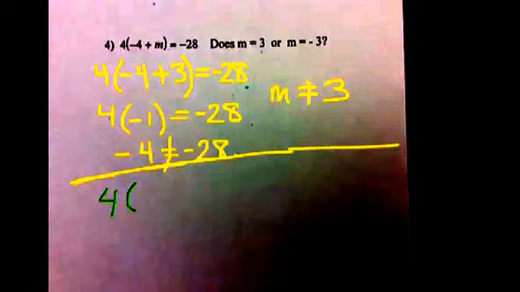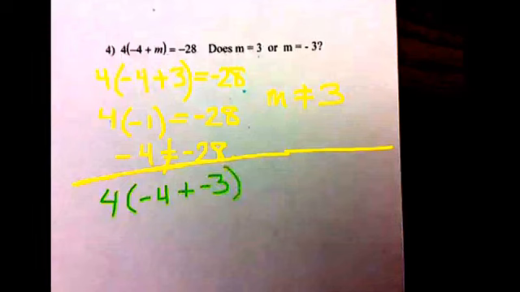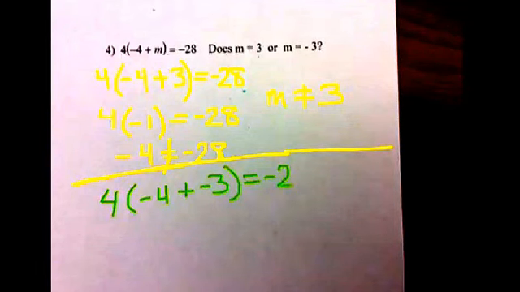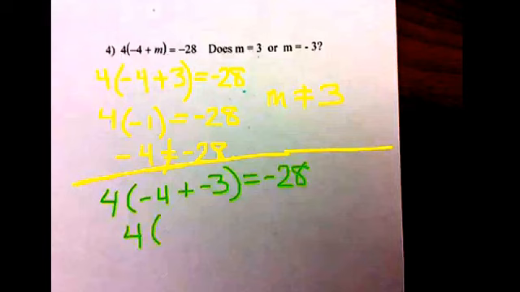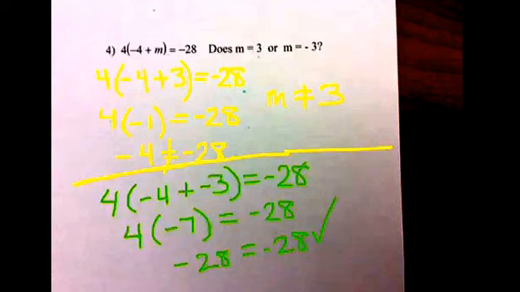4 parentheses negative 4 plus negative 3, close parentheses, equals negative 28. Again, inside the parentheses, I've got negative 4 plus negative 3. So I'm going to have 4 parentheses. Negative 4 plus negative 3 is negative 7. Close my parentheses. Equals negative 28. Now I've got to do multiplication. 4 times negative 7 is negative 28. Equals negative 28. And that is a true statement. They are equal to each other. So that means that my solution is m equals negative 3.